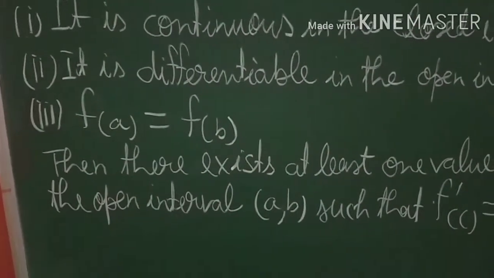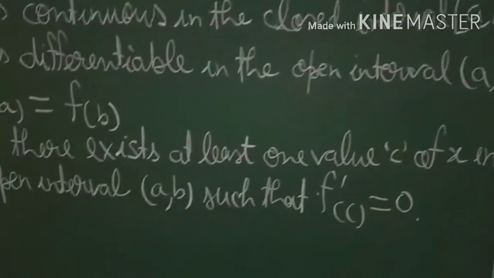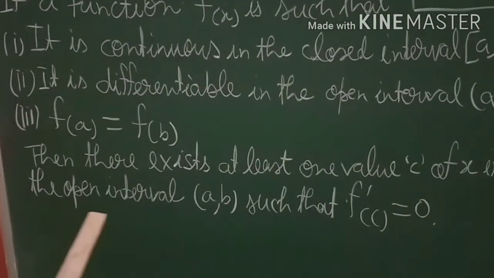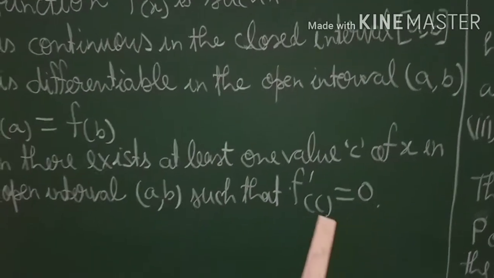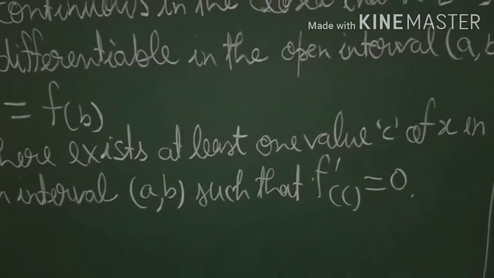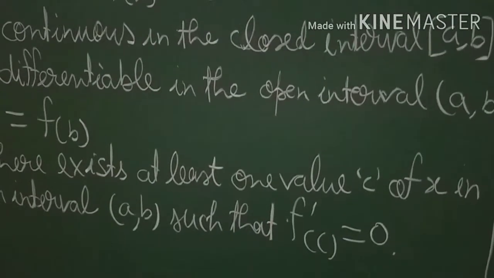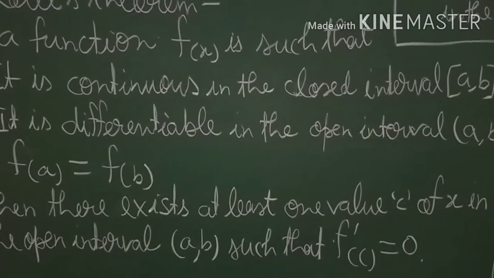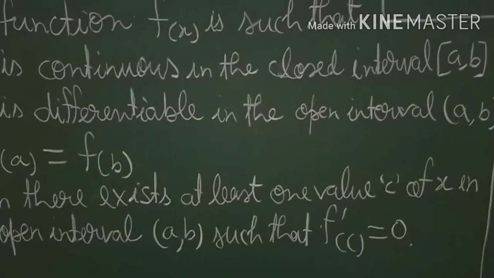Then, students, there exists at least one value c of x in the open interval (a, b) such that f'(c) equals 0, meaning the differentiation of the function at the point c should be 0. So this is Rolle's theorem, students. You can easily understand it by the geometrical proof.